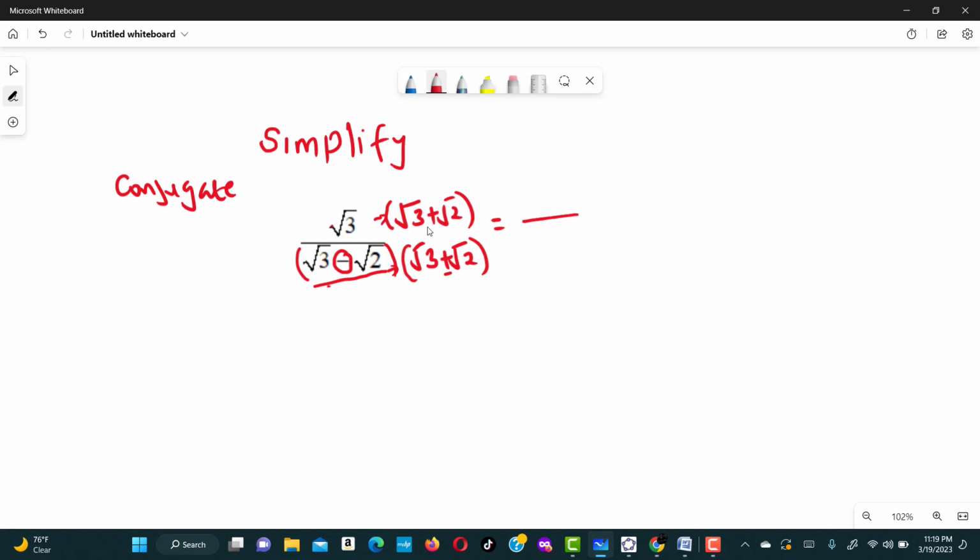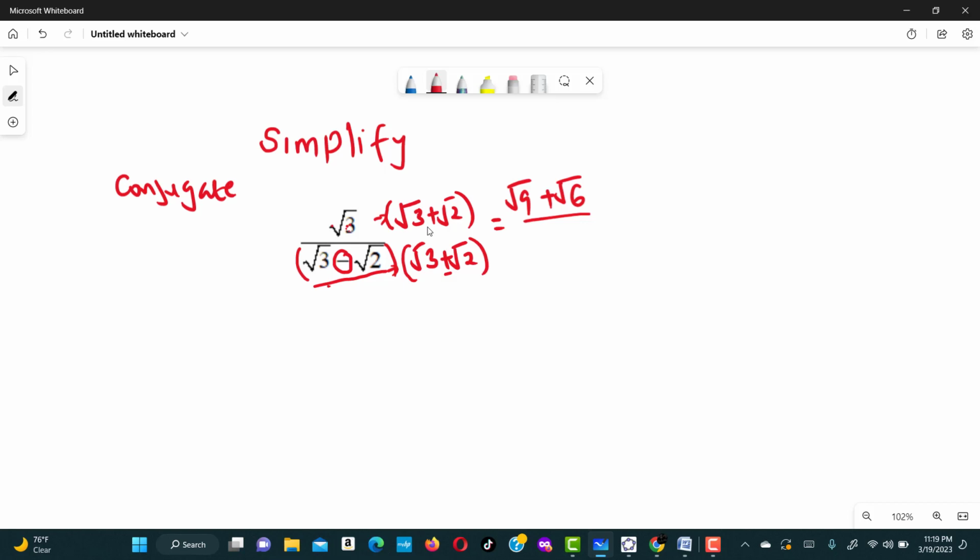From there, if you try to expand this, the square root of 3 times the square root of 3 will be the square root of 9. We only multiply the numbers and remain with the square root sign. Plus the square root of 3 times the square root of 2 is the same as the square root of 6. Now when you come to the denominator, it is a bit different.